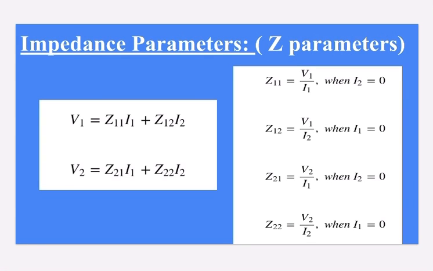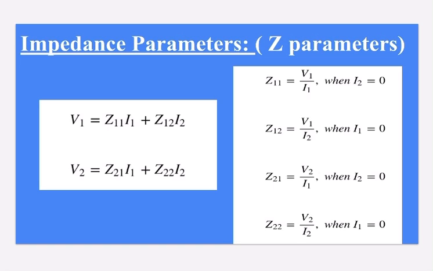Okay. By comparing these two equations, the Z parameters will be: Z11 is equal to V1 by I1 when I2 is equal to 0, and Z12 is equal to V1 by I2 when I1 is equal to 0. Z21 is equal to V2 by I1 when I2 is equal to 0, and Z22 will be V2 by I2 when I1 is equal to 0. Here the Z parameters are called impedance parameters because these are simply the ratios of voltages and currents. So the units of the Z parameters are ohms.